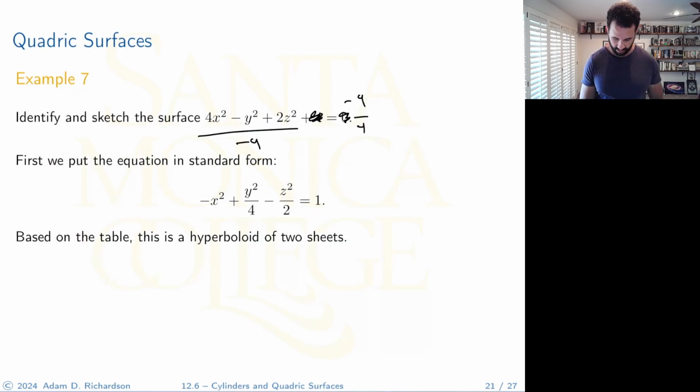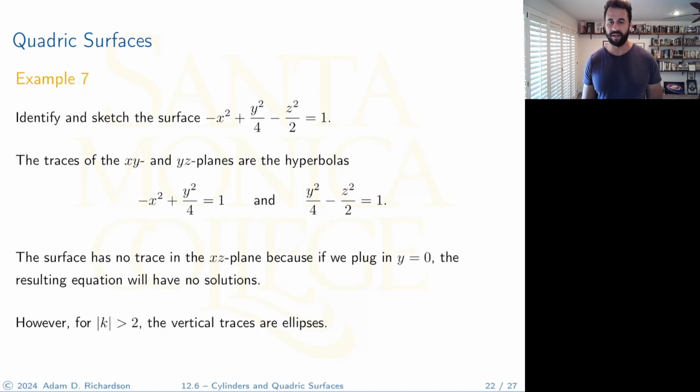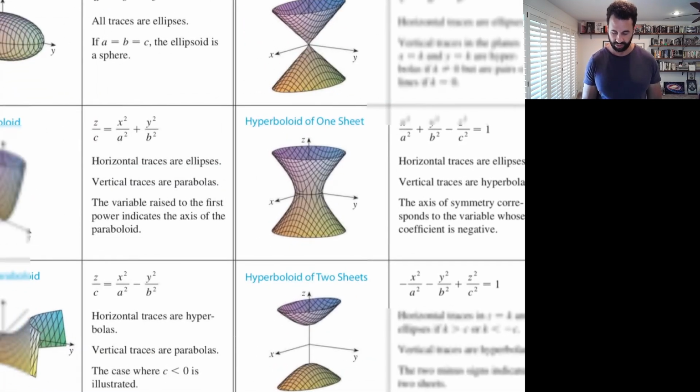This is just kind of what I was saying. The surface has no trace in the xz plane because if you plug in y equals 0, the resulting equation has no solutions. Why is that the case? Well, because then you get x squared plus z squared over 2 equals -1, which is not possible. However, as long as the size of k is greater than 2, you get elliptical traces, and that's where you get the hyperboloid of 2 sheets.